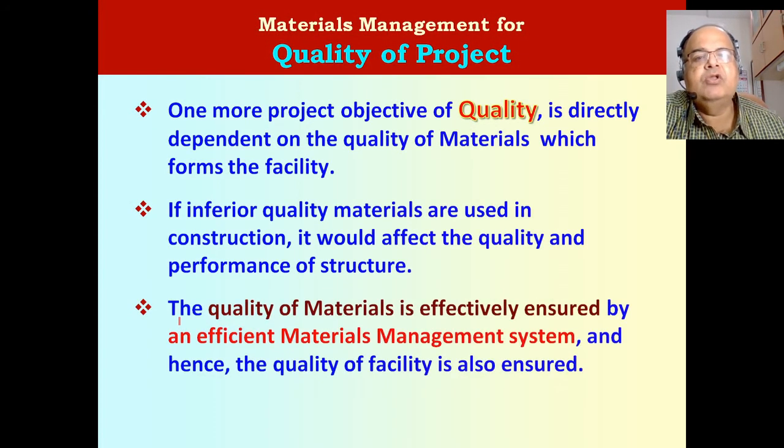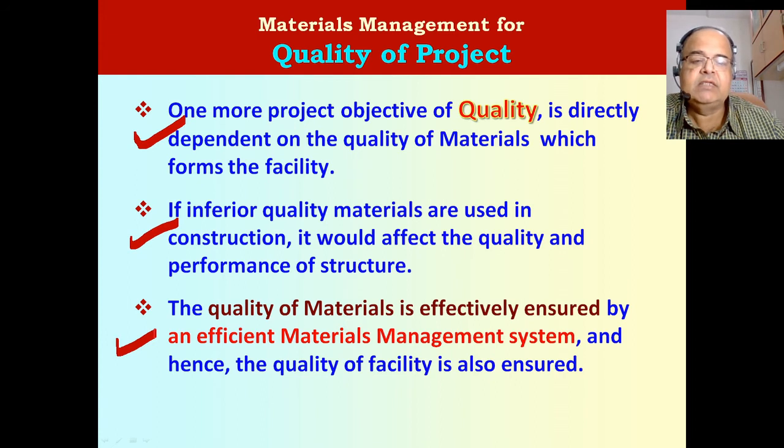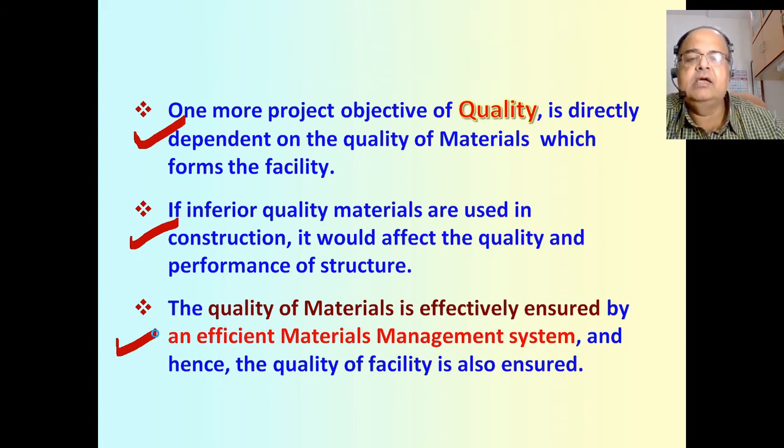The effect of material management on the quality of the project. One more project objective, quality, is also directly dependent on the quality of materials which form the facility. We are using different types of materials, and the quality of each type of material is going to affect the quality of construction that is being done. Because if inferior quality materials are used in the construction, it would affect the quality, the performance, and the durability of the structure. So if an efficient material management system is in place, then certainly the quality of material is effectively ensured, and so we can say that the quality of the facility is also ensured. So that is one more objective achieved by the material management system.